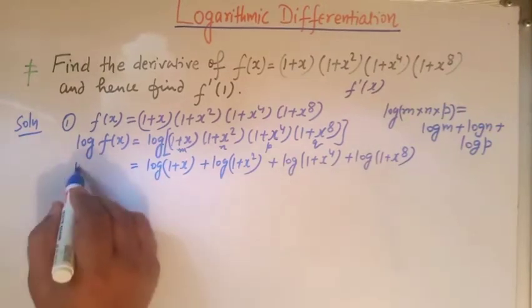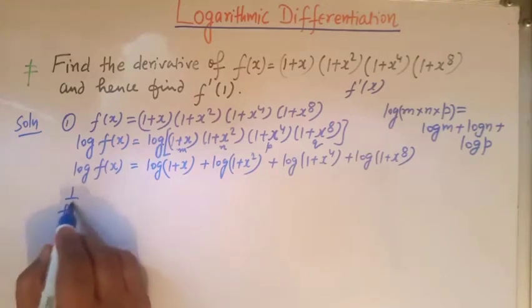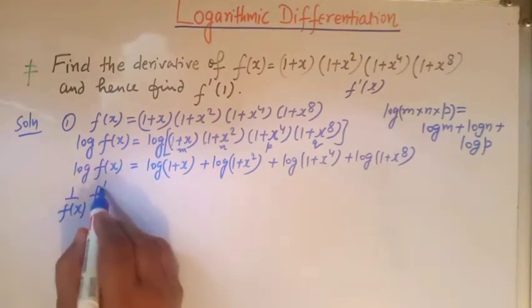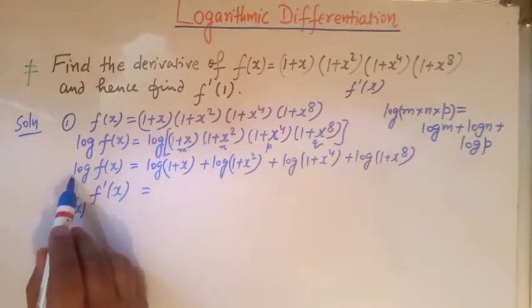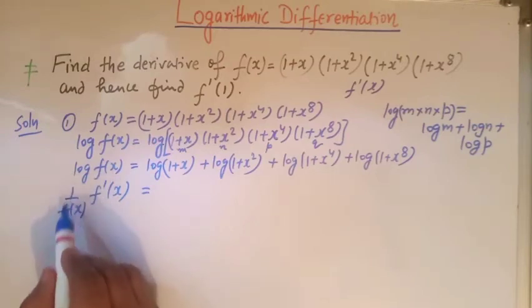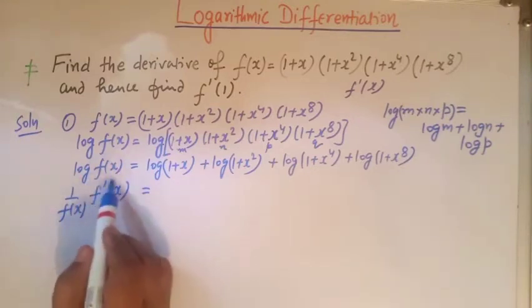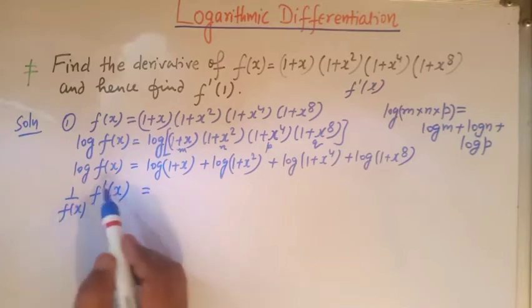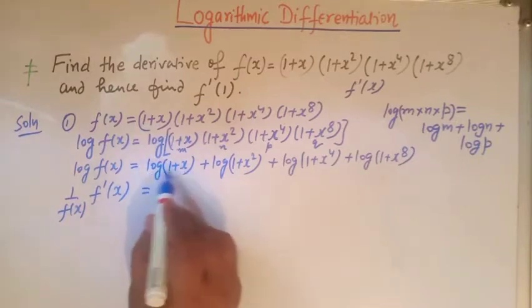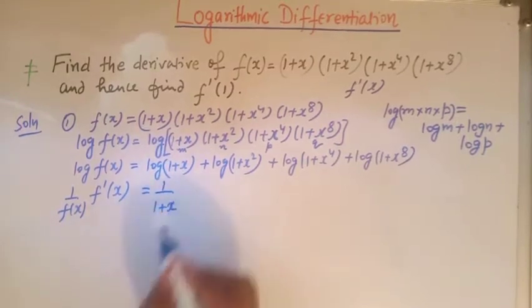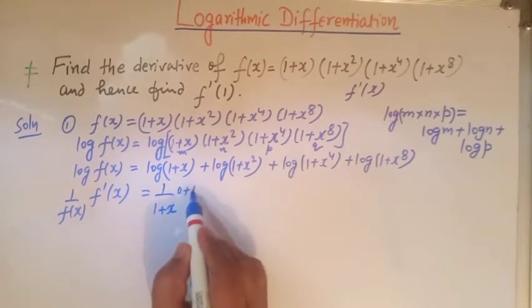Now if we differentiate both sides with respect to x, we have 1 over f of x and then we have f prime of x. Clear? Always remember the derivative of log f of x is 1 over f of x, because the derivative of log x is 1 over x, and then by chain rule we differentiate f of x, which gives f prime of x. So here the derivative is 1 over 1 plus x, and if we differentiate 1 plus x we get 0 plus 1, right?